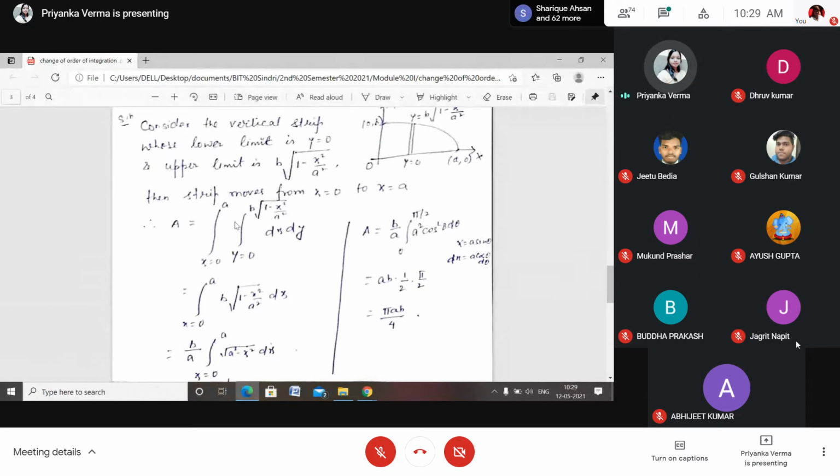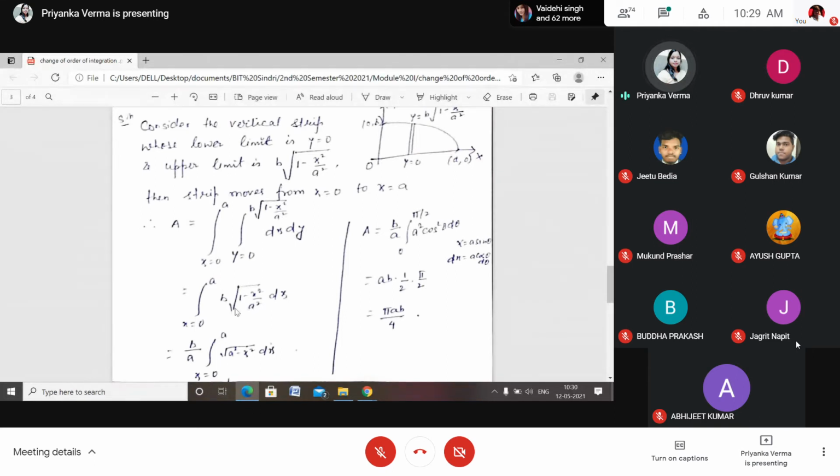Now you solve it. Since y has the variable limit of integration, I am integrating y first. On integrating dy, you will get y, and I just put the limit. So we come directly to this step: b square root of 1 minus x squared by a squared. Integration of dy is y. Then we have put the limit and we have come here.